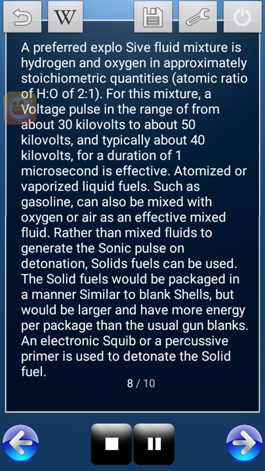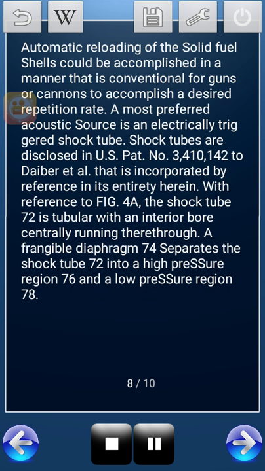Atomized or vaporized liquid fuels, such as gasoline, can also be mixed with oxygen or air as an effective mixed fluid. Rather than mixed fluids to generate the sonic pulse on detonation, solid fuels can be used. The solid fuels would be packaged in a manner similar to blank shells, but would be larger and have more energy per package than the usual gun blanks. An electronic squibber or percussive primer is used to detonate the solid fuel. Automatic reloading of the solid fuel shells could be accomplished in a manner that is conventional for guns or cannons to accomplish a desired repetition rate.